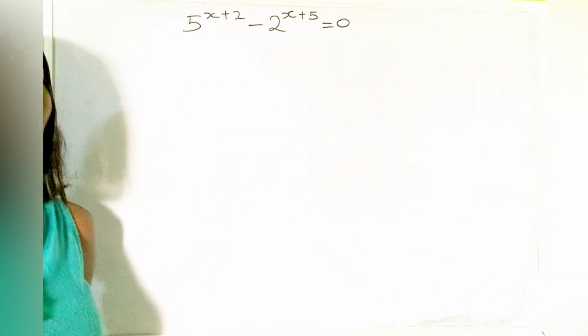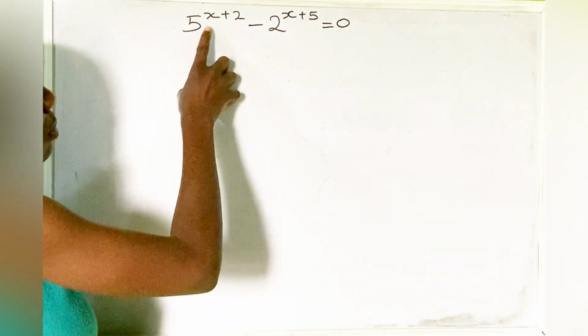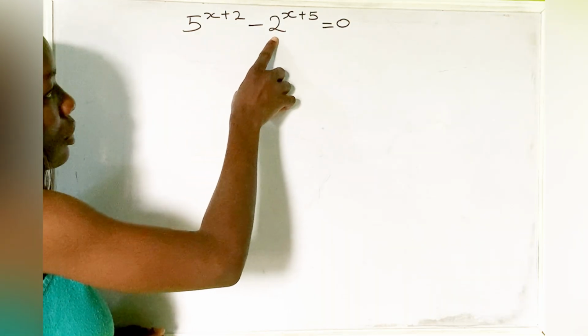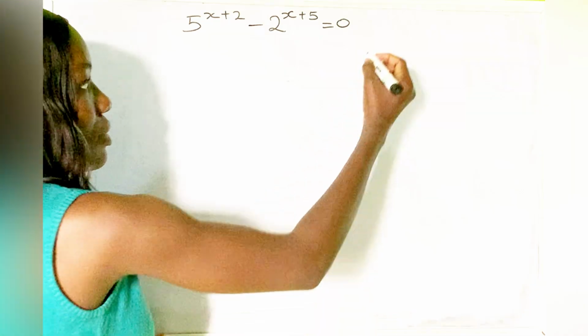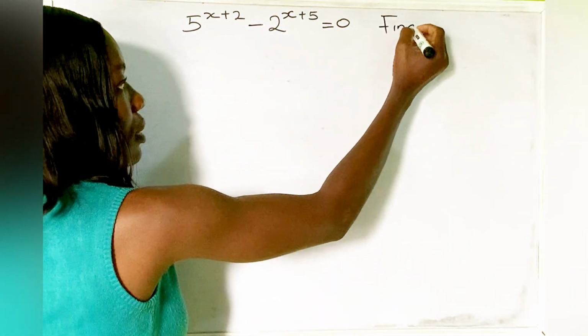Let's solve this question together. We have 5 to the power of x plus 2 minus 2 to the power of x plus 5 is equal to 0. We're asked to find what? x.